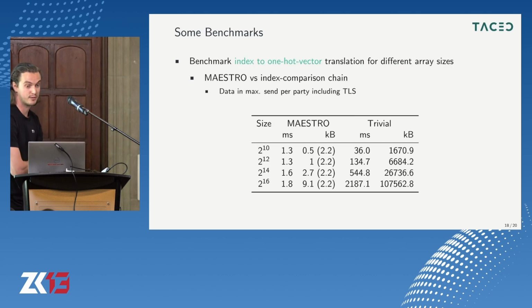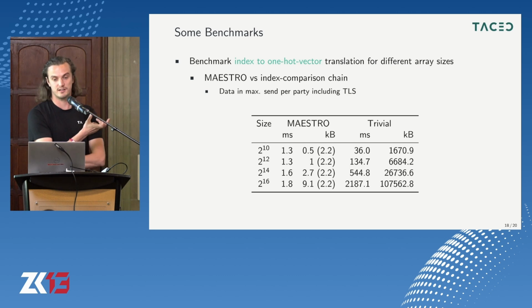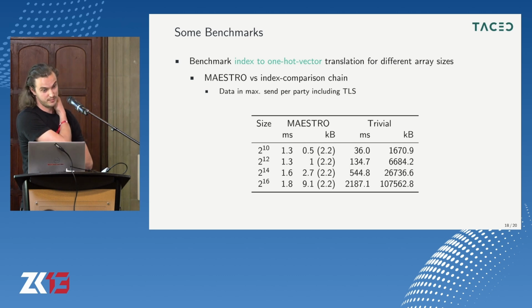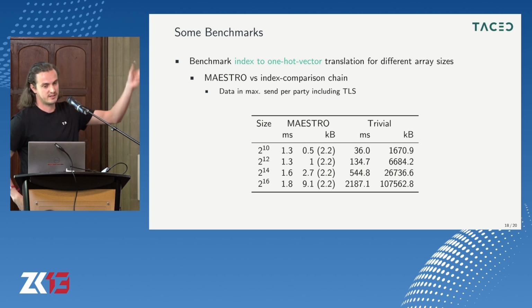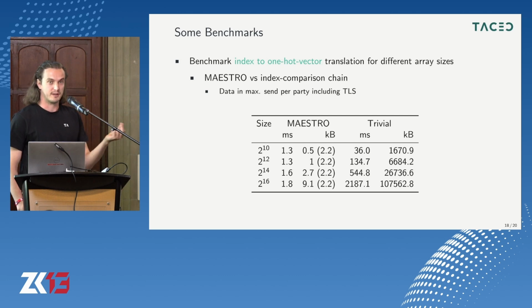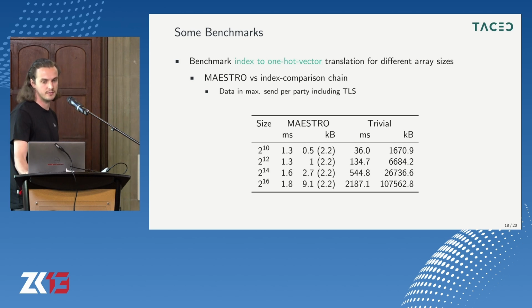Let's have a quick look at some numbers. Here we have a comparison of this Maestro approach we implemented versus a more trivial approach, where you just go through each index from 1 to 2k with the secret index and do a comparison, which gives you a share of 0 or 1, and then you put all this into a vector. I think we can all see how much more efficient this Maestro approach is than the trivial approach.